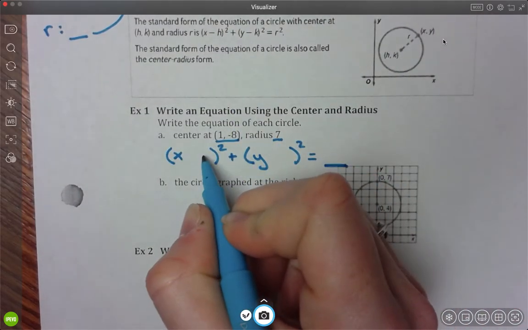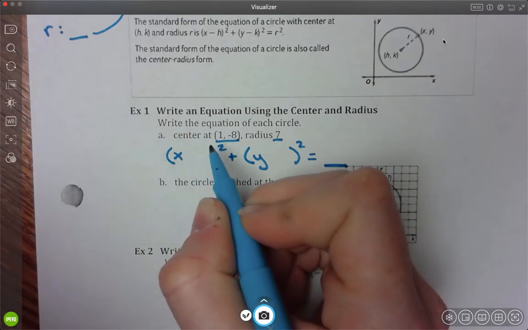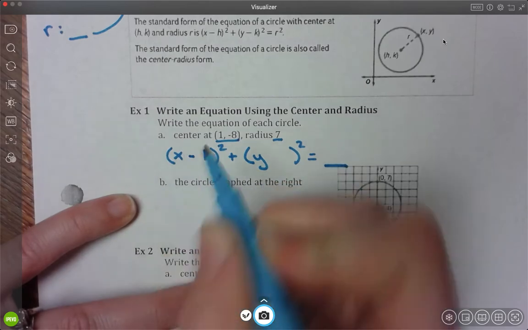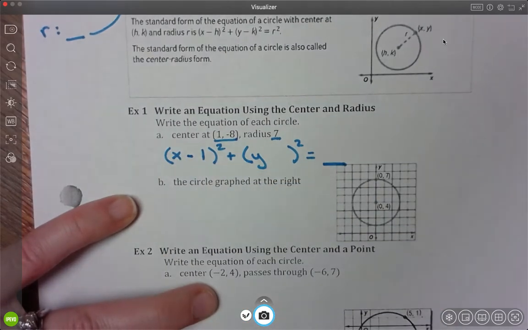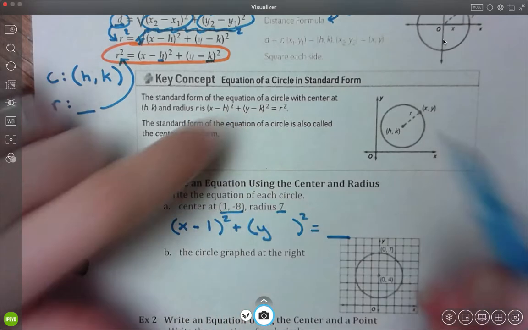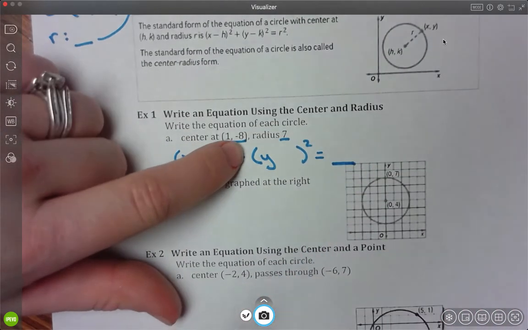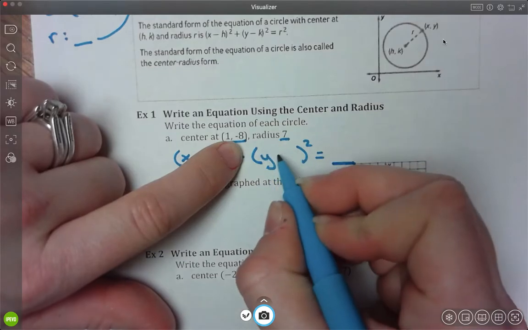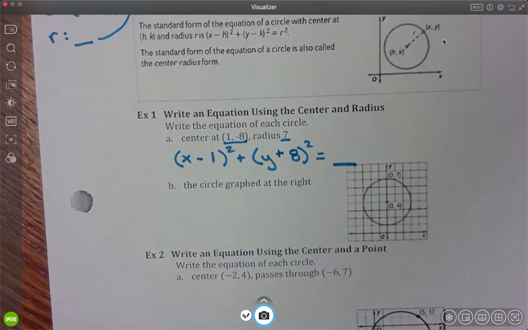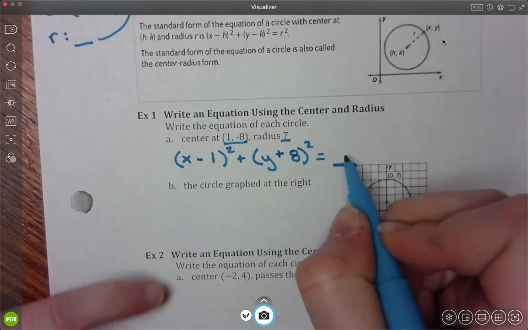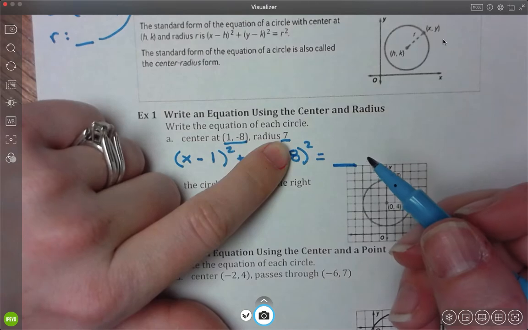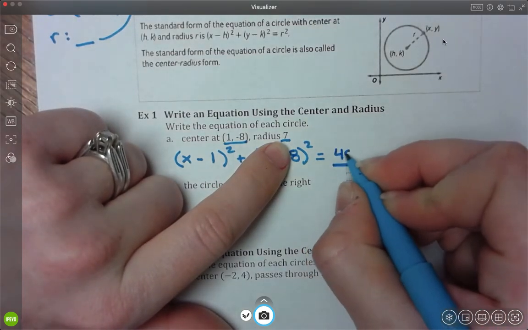One is the x coordinate. But the thing you have to remember when you plug them in is that if it's a positive number inside the equation, it's going to flip the sign, so it will actually be negative. That's why it's x minus h, y minus k. Now, what do you do if it's already a negative? This will be y plus 8, because it will be y minus a negative 8. And then this is the radius squared. Since they give it to me as a number already, I'm going to say 7 squared. Let's go ahead and write it as 49.